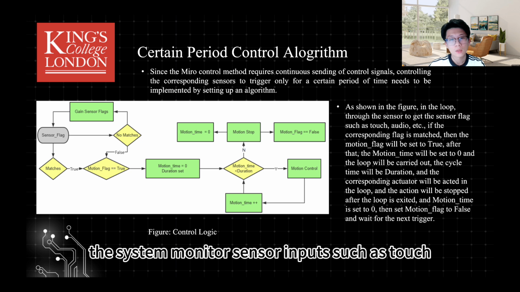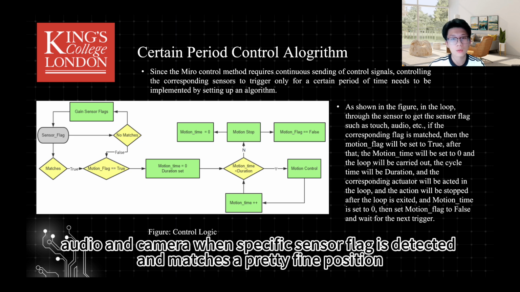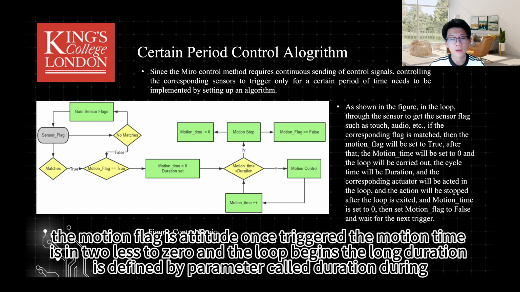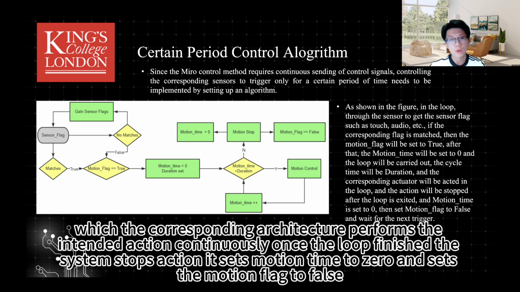During each run, the system monitors sensor inputs such as touch, audio, and camera. When a specific sensor flag is detected and matches the predefined condition, the motion flag is set to true. Once triggered, the motion time is initialized to 0, and the loop begins. The run duration is defined by a parameter called duration, during which the corresponding actuators perform the intended action continuously.